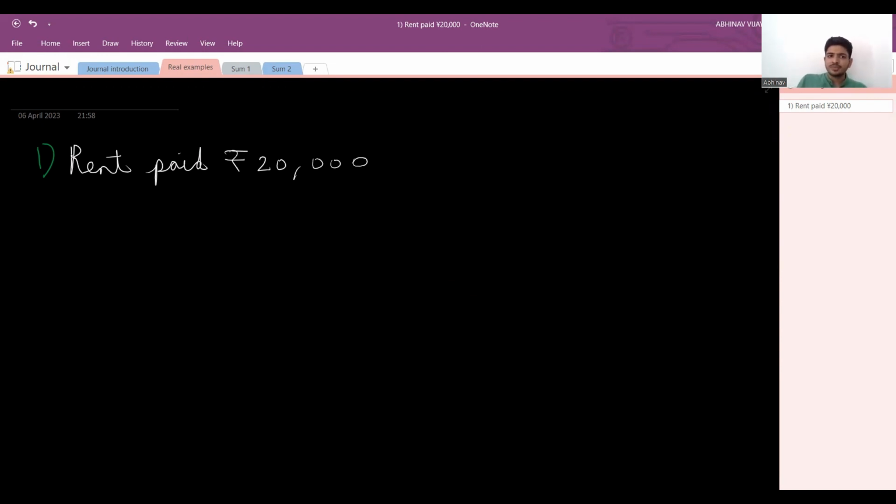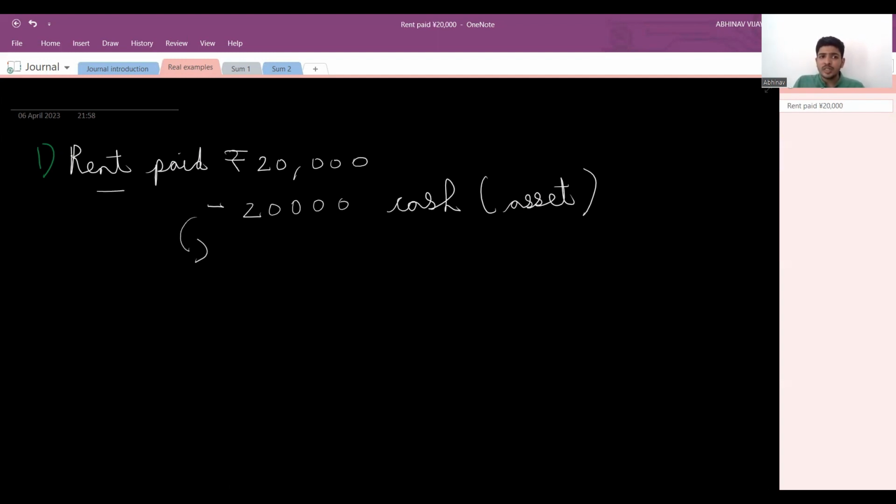What is the logic? First, 20,000 cash, which is an asset, gets reduced from your business. Correct? Like mentioned before. Now, double entry system. What is the reason for this 20,000? The reason I mentioned here.